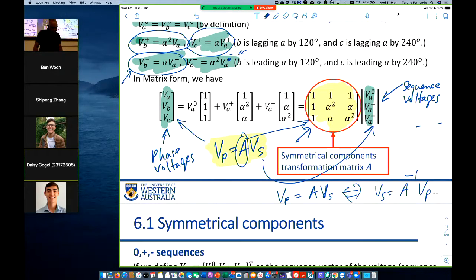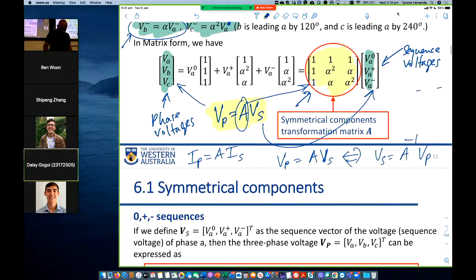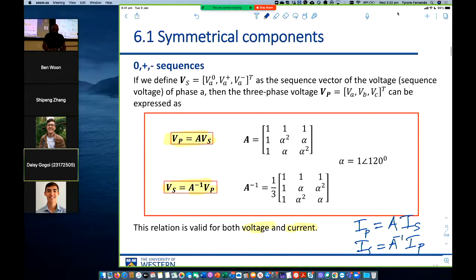And the same relationship holds for currents. In other words, if I have the phase currents, Ia, Ib, Ic, they are related to the sequence currents through this matrix A. So Ip must equal A times Is. If I know the sequence currents, I can know the phase currents. If I know the phase currents, I can also know the sequence currents. It can go both ways, right? So if we define the sequence voltages, Vs is the zero sequence voltage, positive sequence voltage, and negative sequence voltage, right?